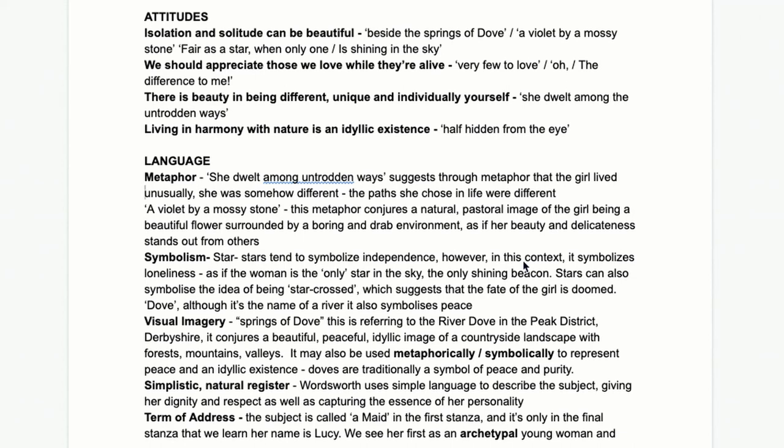Finally, another nature attitude. Living in harmony with nature is a perfect, ideal thing to do. And this is really crucial to Wordsworth as a person. It comes up again and again in his poems. He's what we call a Romantic poet with a capital R, which is different from just love and marriage. It's to do with nature and the harmony between nature and humanity. So he really thinks that the best kind of life we can live is one where we're really in harmony with nature and we're surrounded by the natural environment.